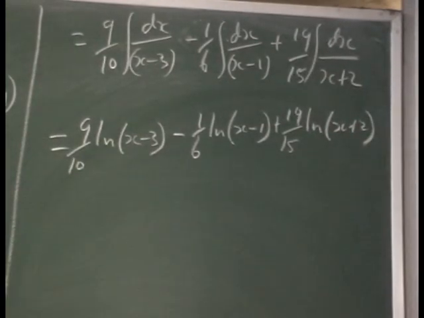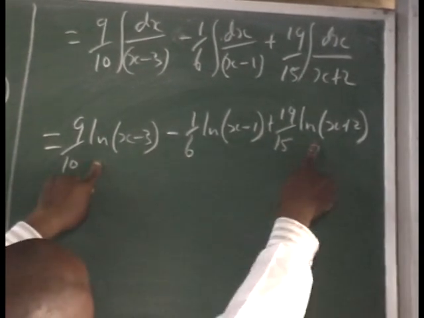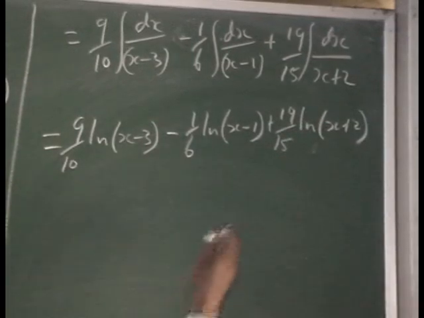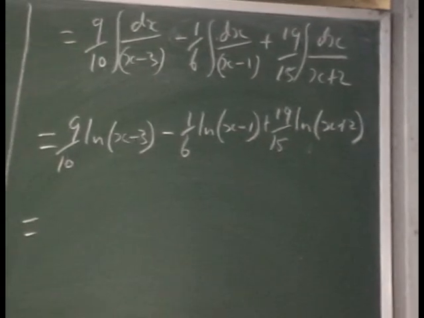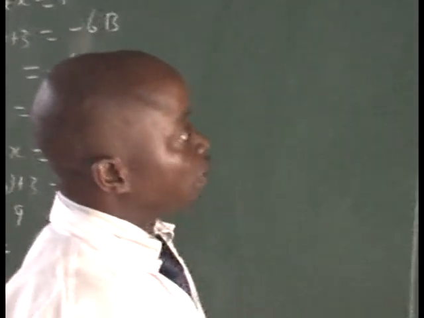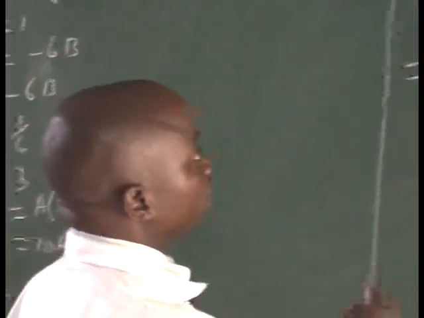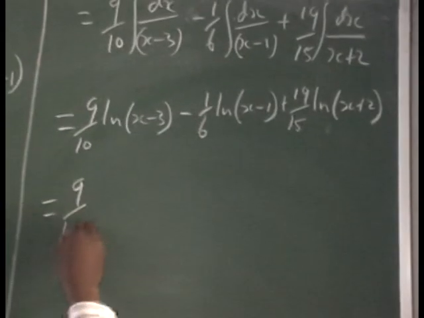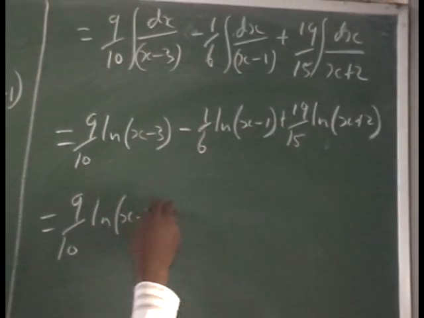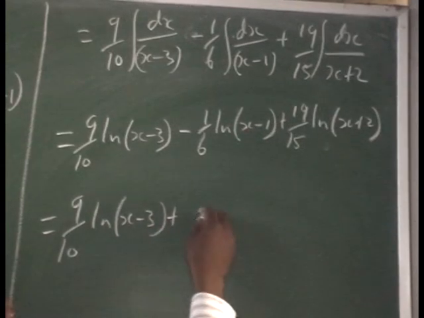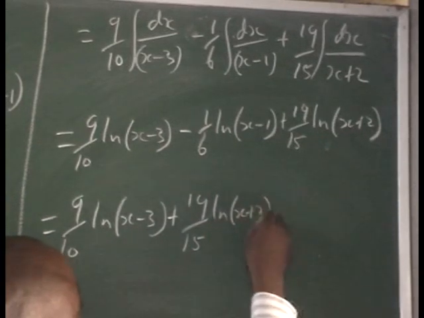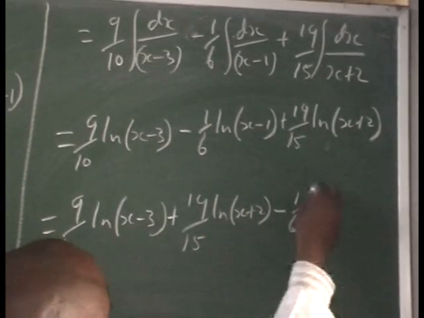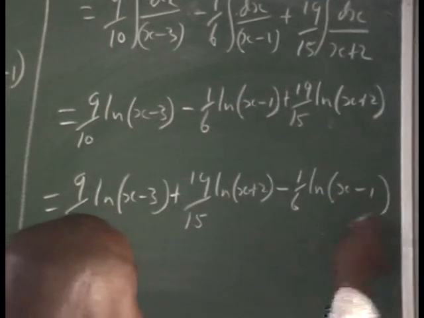Okay. Right. Now, what we have here is that this is positive, and we know how logarithmic function works. So I can bring that here, so that we will apply addition law. Yes, addition law in log. So we now have 9 all over 10 ln x minus 3 plus 19 all over 15 ln x plus 2 minus 1 all over 6 ln x minus 1.